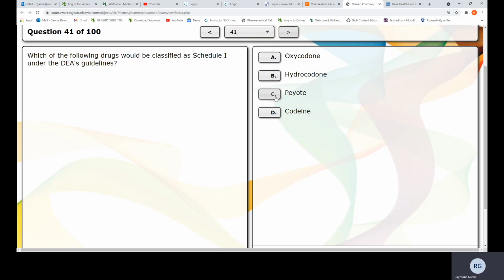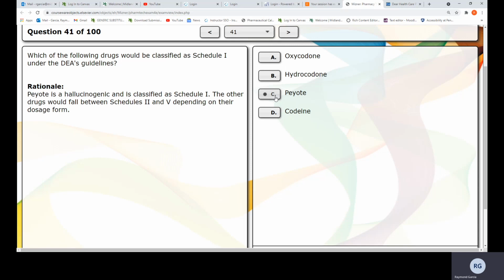Have y'all seen Young Guns? Haven't seen Young Guns? Oh Lord, I'm old. I need to see it. It's a good one. Peyote is a hallucinogenic and is classified as Schedule 1. The other drugs would fall between Schedules 2 and 5, depending on their dosage form. It's like... I can't explain it. It makes you hallucinate.